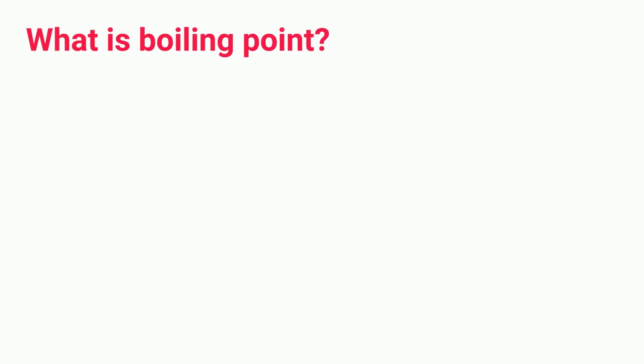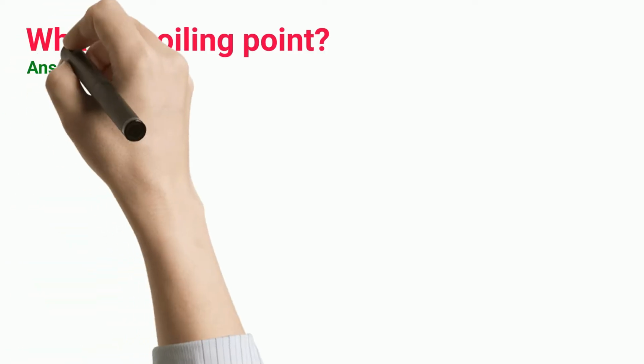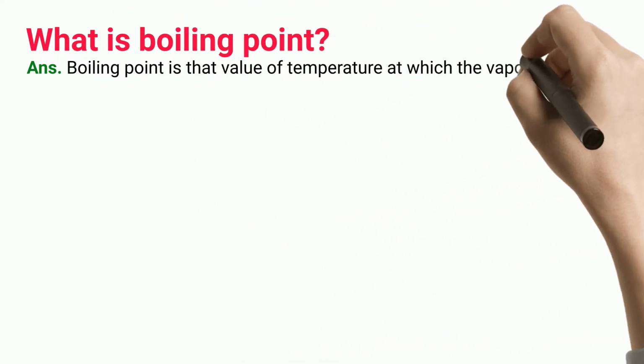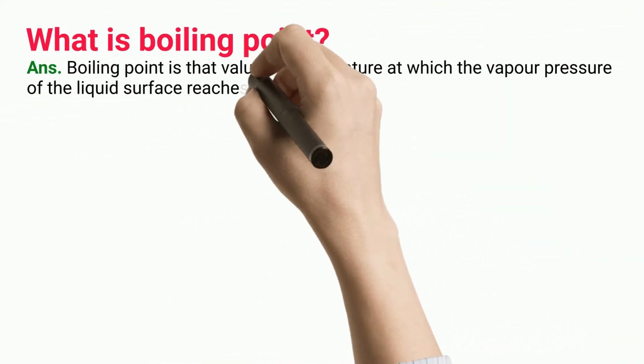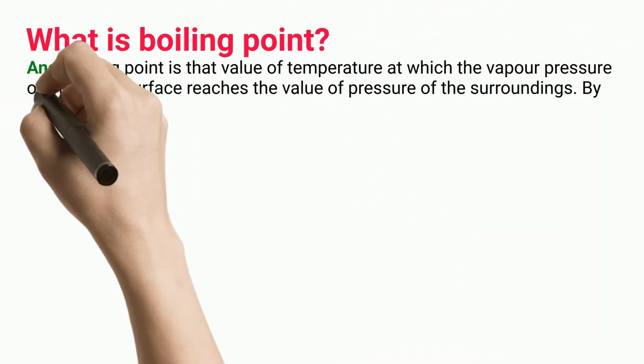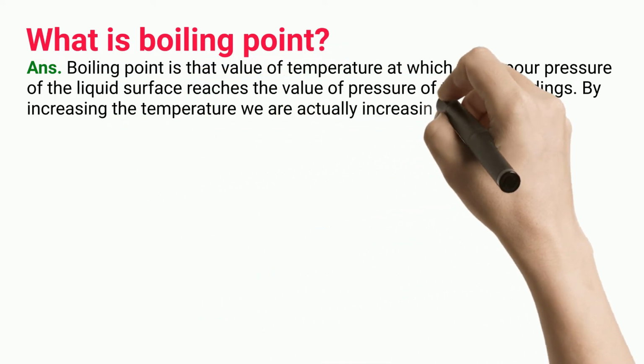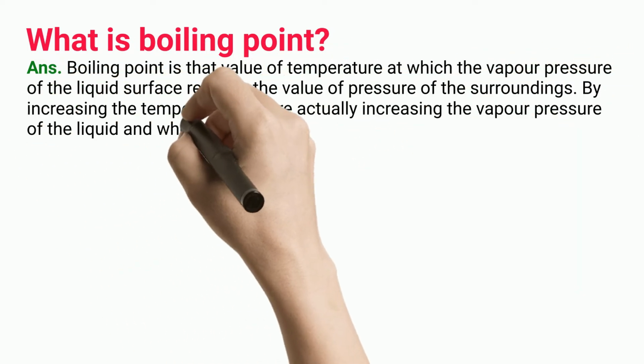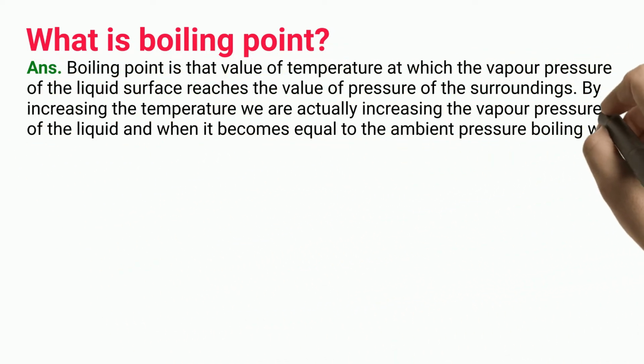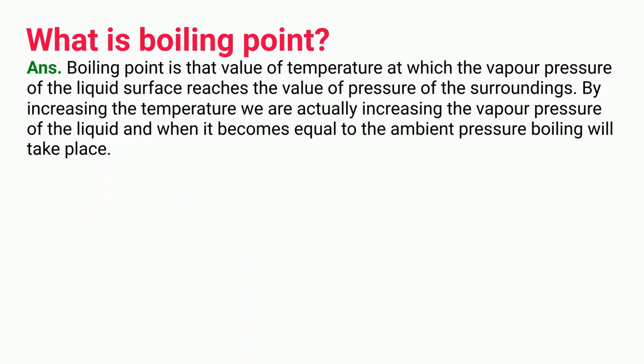What is boiling point? Boiling point is that value of temperature at which the vapor pressure of the liquid surface reaches the value of pressure of the surroundings. By increasing the temperature, we are actually increasing the vapor pressure of the liquid, and when it becomes equal to the ambient pressure, boiling will take place.